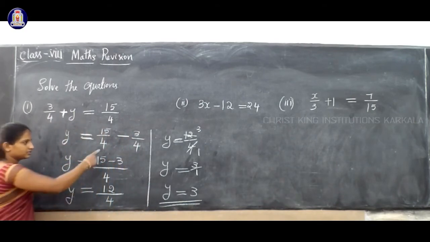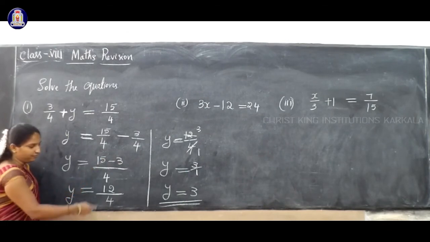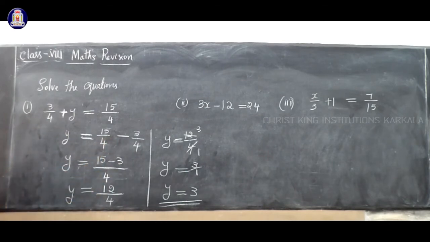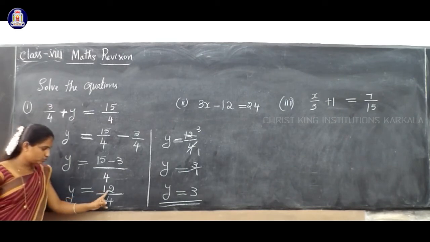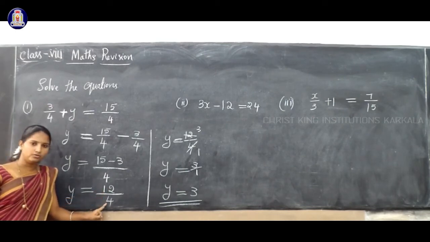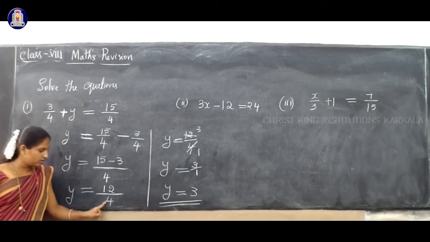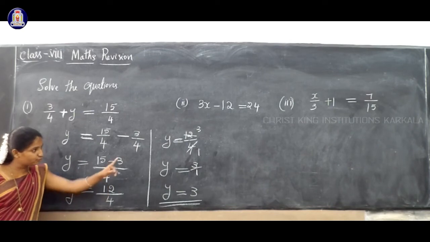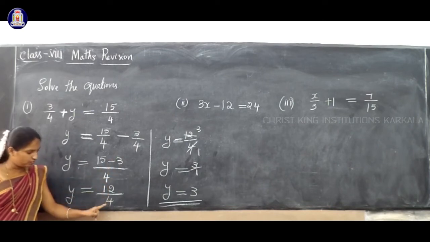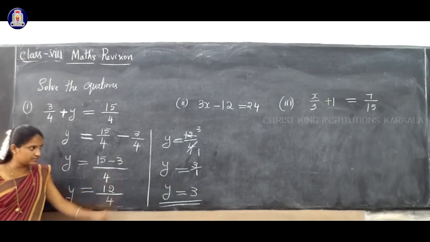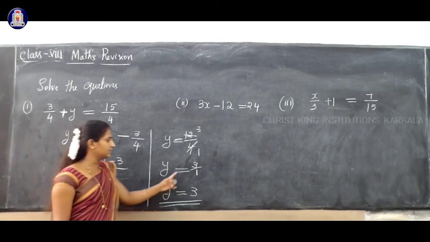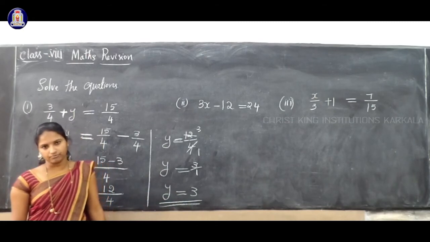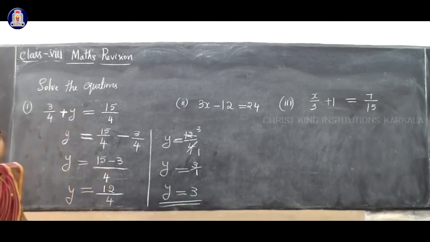Next, see the denominator. The denominator is the same, so write it one time. The numerator is 15 minus 3. If you subtract, you get 12. So 12 by 4 you can simplify, because both numerator and denominator are divisible by the same number, that is 4. 4 ones are 4, 4 threes are 12. So the answer is 3 by 1, which means 3. Therefore y is equal to 3.